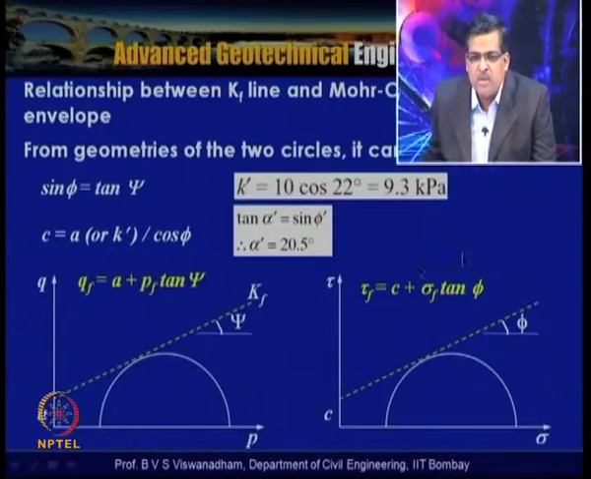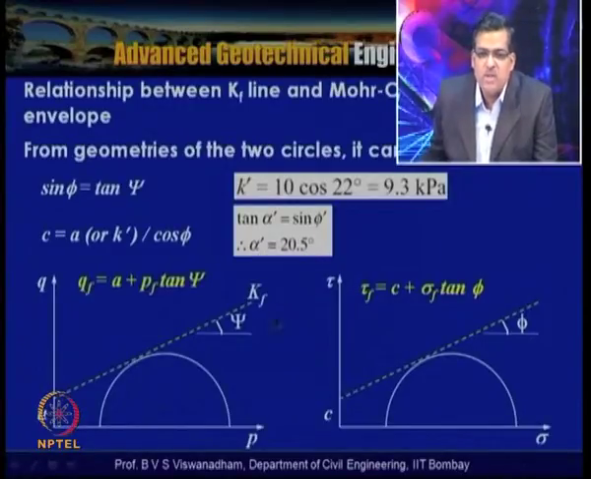So by comparison from the two circles, we can get k dash from this equation: k dash is equal to 10 cos 22, since c is given as 10 kilopascals, that is around 9.3 kilopascals. That means we are getting a or k dash as 9.3 kilopascals in q and p space, and tan alpha dash is equal to tan psi is equal to sin phi. So sin phi dash is sin 22, as phi dash is 22 degrees. So tan alpha dash is equal to sin 22 degrees, which gives alpha dash equal to 20.5 degrees. So this alpha dash is equal to psi, the inclination of the Kf line, which is 20.5 degrees.